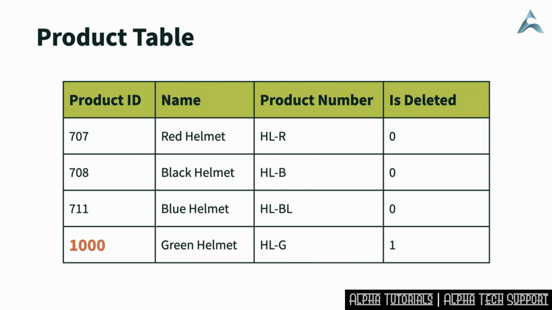But this maintains referential integrity because other tables with historical data can still link to this record. So be careful with your updates and deletes and think through how this operation will affect other tables that link to this data.